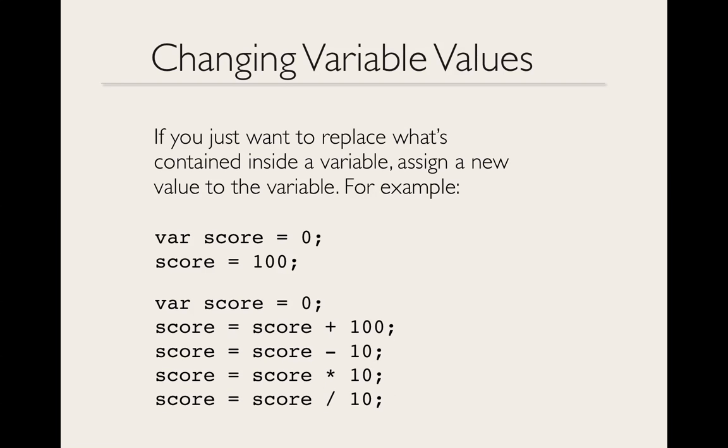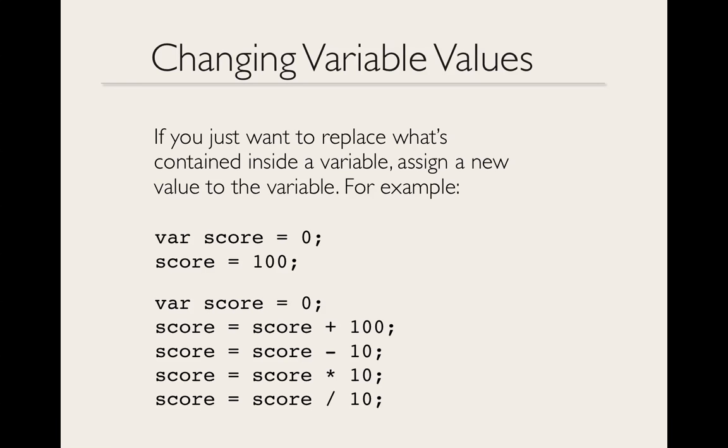So you can have a var, or variable, with a score of 0, and you might say, hey, add 100 to the score, or subtract 10, multiply times 10, or divide by 10. You can change your values any way you like. And notice what's interesting here is score is equal to itself plus or minus other values.